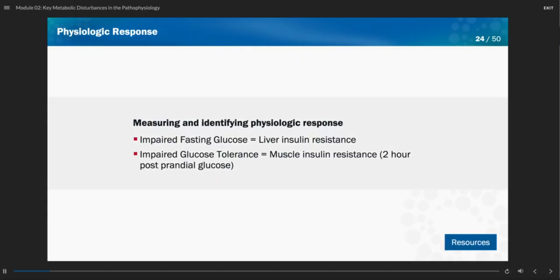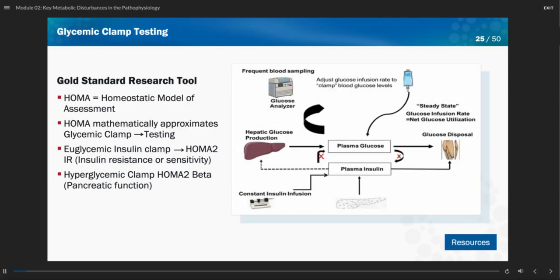So to look at these a little more closely to understand them, if we're trying to identify the physiologic response, recognize that an impaired fasting glucose is telling you mostly about liver insulin resistance. Impaired glucose tolerance, that is the ability of the muscle, the tissues to take up the glucose, would be in the 2-hour postprandial sugars. And then to actually look at beta cell function, we can use the HOMA beta testing. The HOMA testing, homeostatic method of assessment, can be quite helpful in understanding the patient.